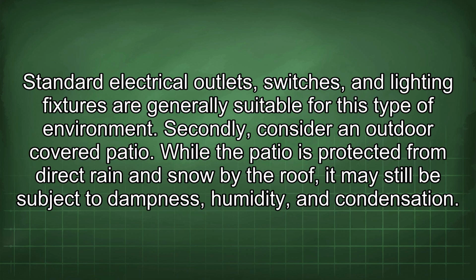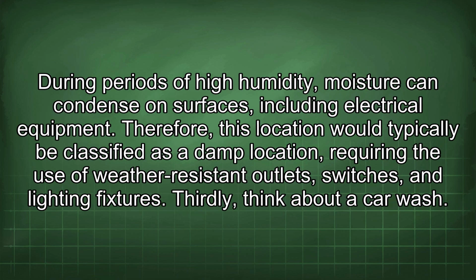Secondly, consider an outdoor covered patio. While the patio is protected from direct rain and snow by the roof, it may still be subject to dampness, humidity, and condensation. During periods of high humidity, moisture can condense on surfaces, including electrical equipment. Therefore, this location would typically be classified as a damp location, requiring the use of weather-resistant outlets, switches, and lighting fixtures. Thirdly, think about a car wash.